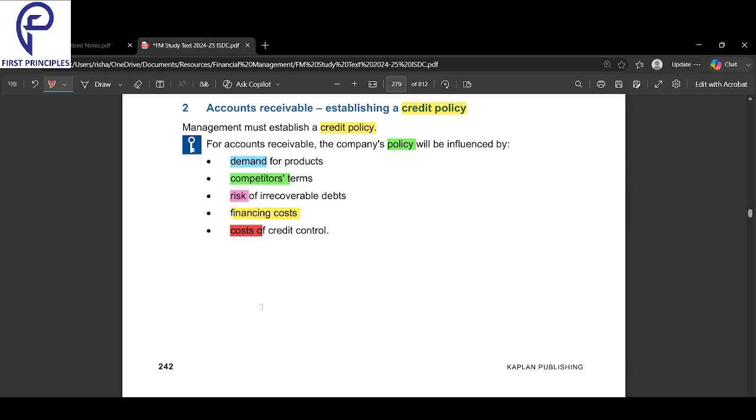So first of all, you opened a business and you made a sale. That sale was on credit. The moment you make a credit sale, there will be something called a receivable, because the customer will pay later.